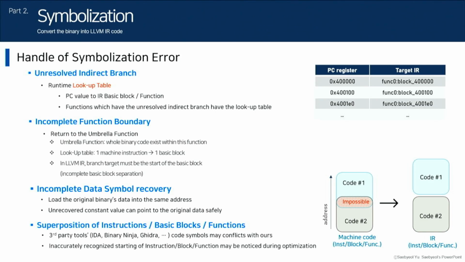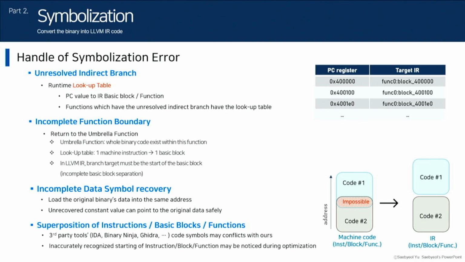And this is why addressing symbolization error is crucial for us as we aim to generate executable IR. For unresolved indirect branches, we utilize a runtime lookup table. This table, inserted into each function, helps to identify the target basic block for each indirect branch target at runtime.